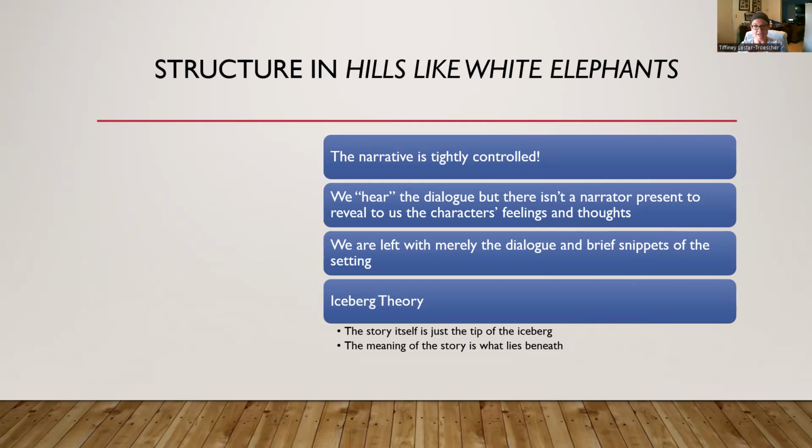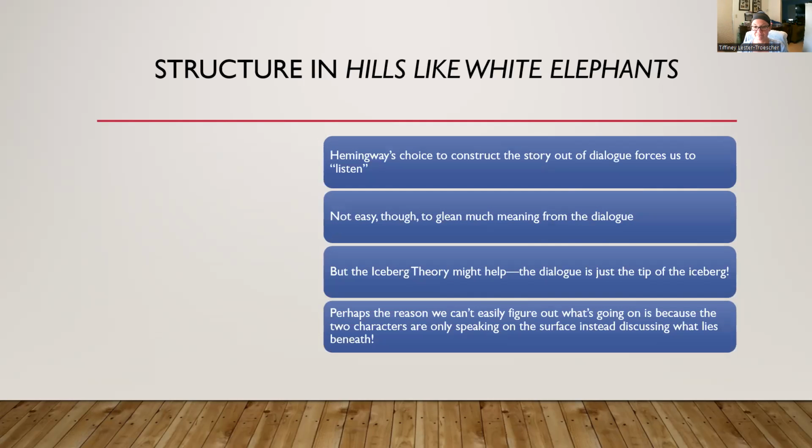So the story itself, what we read, is just the tip of the iceberg. The meaning of the story, what is actually happening in the story, lies beneath. So all we get is that tip of the iceberg that's jutting out of the water. And somehow, through the tip of the iceberg, we are supposed to figure out what's happening beneath the surface. Pretty frustrating, but kind of worth it in the end, I think.